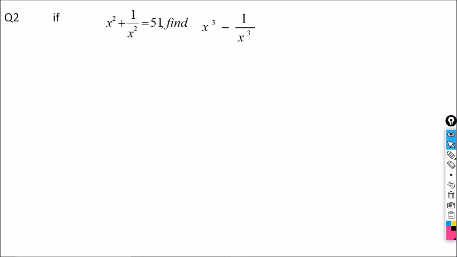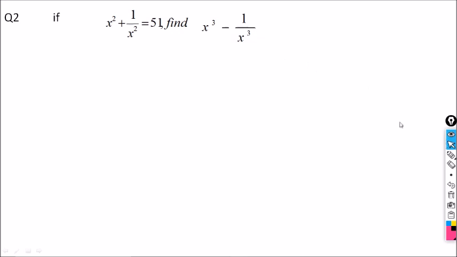Let us discuss another problem. In this problem, x square plus 1 upon x square is given as 51 and it is asked to find x cube minus 1 upon x cube. Now student, one thing we should know here, for finding out the value of x cube minus 1 upon x cube, the basic unit here is x minus 1 by x.